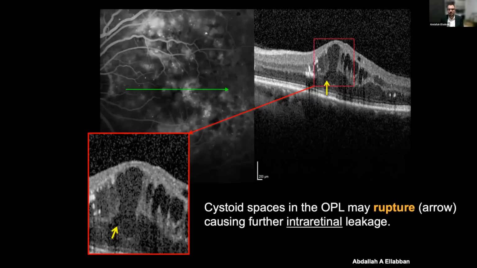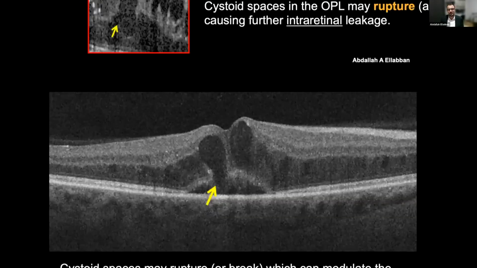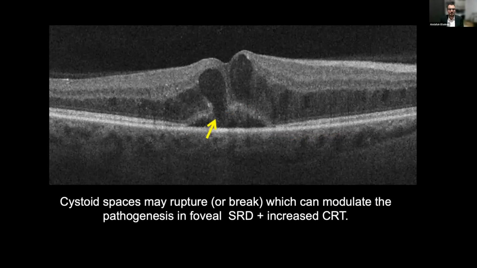Interestingly, some of these cystoid spaces, over time, may get damaged and break, and they develop some sort of intraretinal leakage, and those actually are sometimes resistant to treatment. In some of these cases, they break through the outer layers of the retina and lead to the development of serous detachment. And this also can modify the response to anti-VEGF treatment.